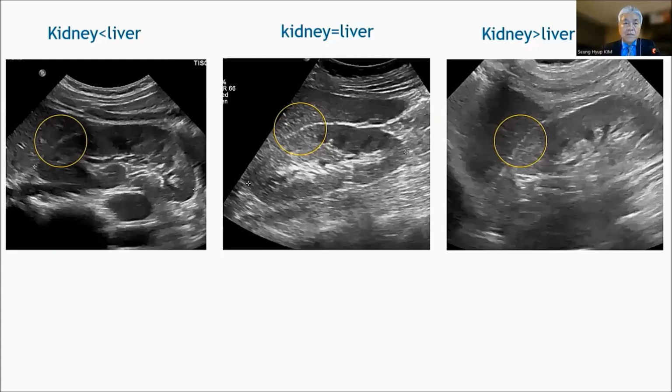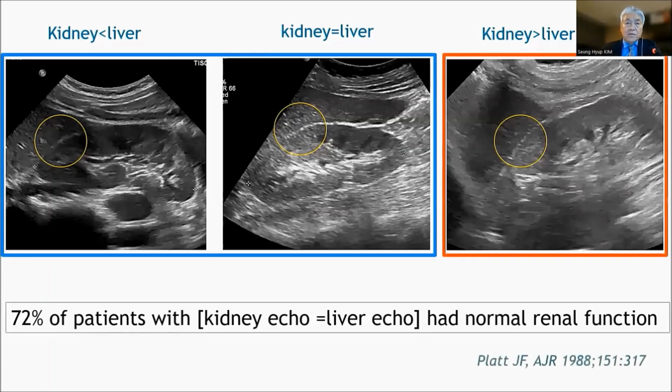But it is a problem when cortical echo is the same as the liver or spleen echo. This is an old but important article reporting that renal function was normal in more than 70% of those patients with renal cortical echo the same as the liver or spleen echo, and we should consider it normal if cortical echo is lower than or the same as the liver or spleen echo, and consider it abnormal only when the cortical echo is higher than liver or spleen echo.